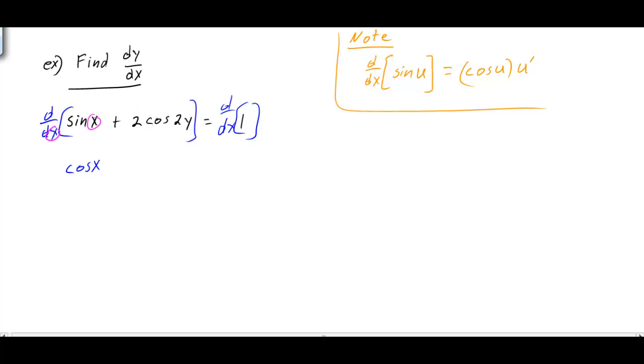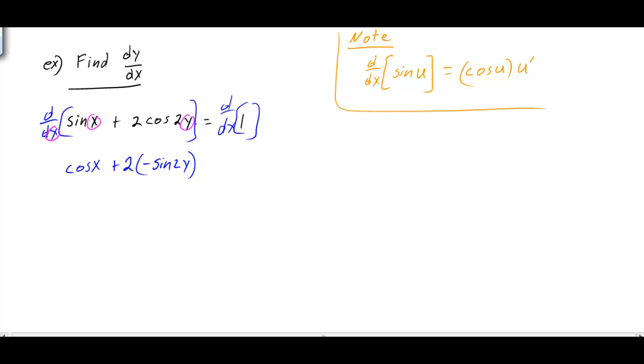Our second term, notice here, once again, we have a y. So we're going to have to be careful because that doesn't match our variable. Now the 2 is just a constant multiplier, so I'm going to bring the 2 down. And now the derivative of our cosine function is a negative sine, so we would have a negative sine of 2y.